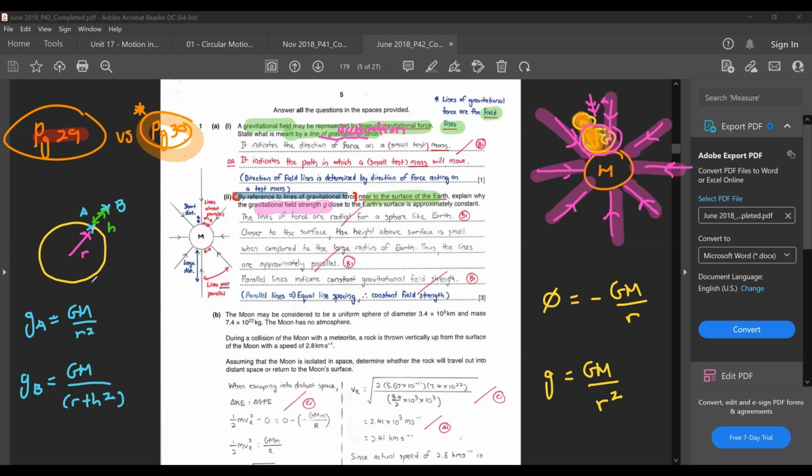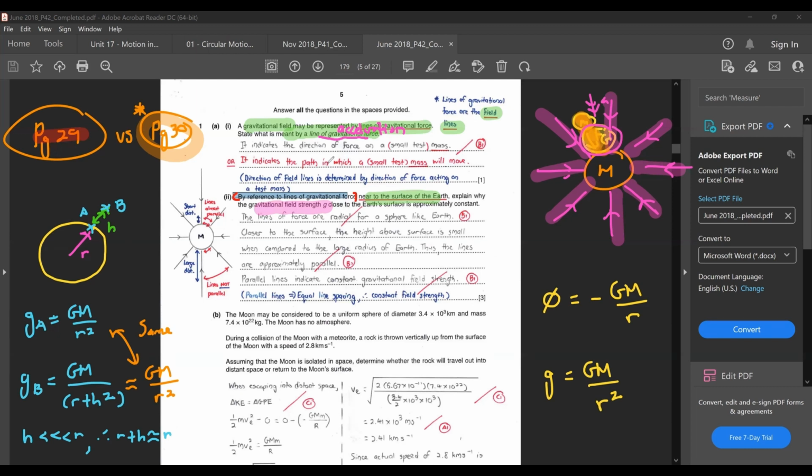Okay, so the thing now is that h would be very much smaller than r. Therefore, r plus h is actually the same as r itself. So this one would in turn mean that g at B is actually going to be the same as GM over r squared. So when you compare between these two, they are actually going to be the same. So we can say that they're going to be constant. This is if you want to explain it in the form of an equation.